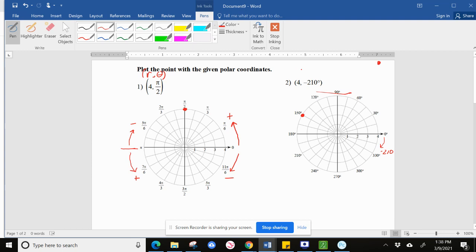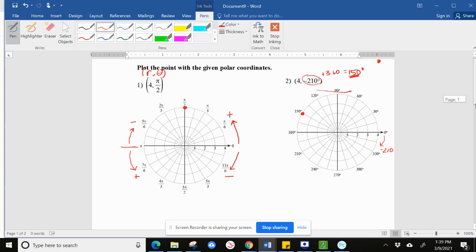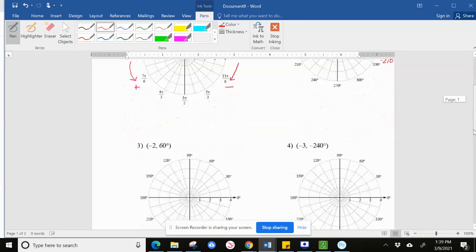So what's another way you could have found this angle? Remember that coterminal stuff we talked about at the beginning of the year? You could add 360 to it and know that that's the same as the point (4, 150). It works out both ways. All right, so there's those first two. So you've got two examples there where your radius is positive. So what happens when the radius is a negative number?